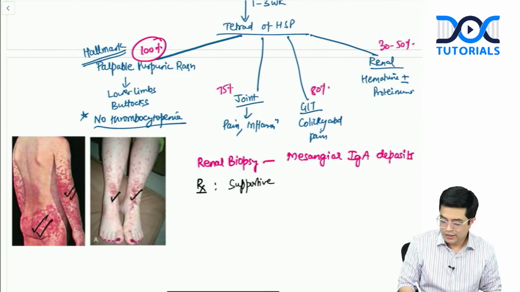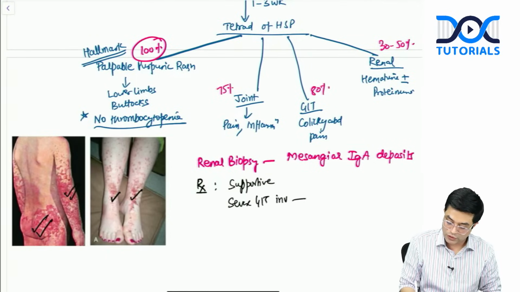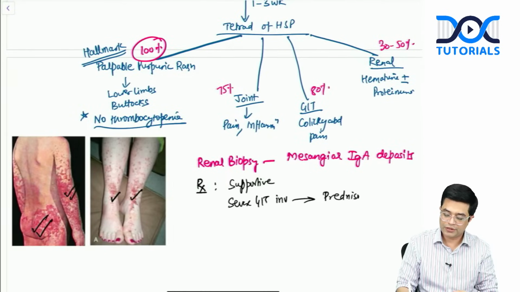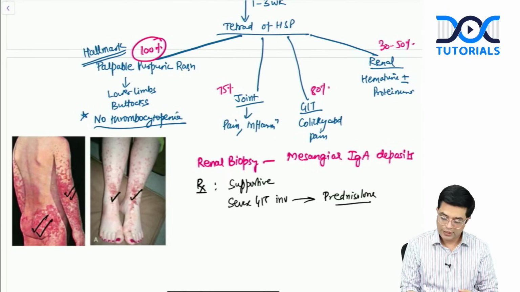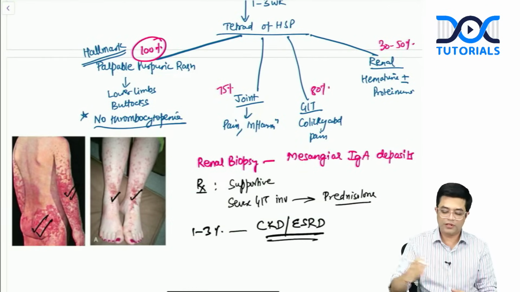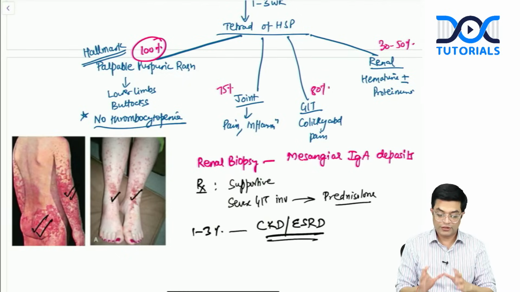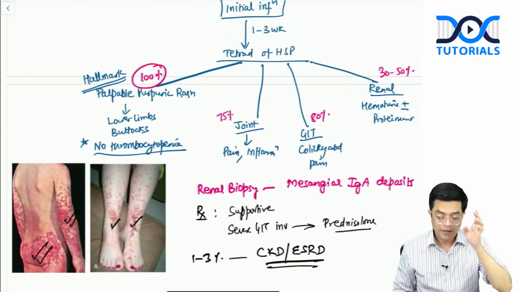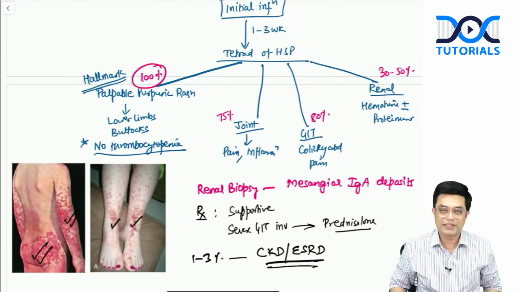Supportive treatment है. If there is severe GIT involvement होगा तो you can give a short course of prednisolone in the patient. Otherwise steroids are not needed. 1 to 3% patients के अंदर हो जाता है chronic kidney disease, also called as end stage renal disease. तो इसलिए long term follow up करना जरूरी है, right? So this is a brief review, quick review of Henoch Schonlein purpura which I have done. So any point if it is missing in your notes, please add it to your notes.